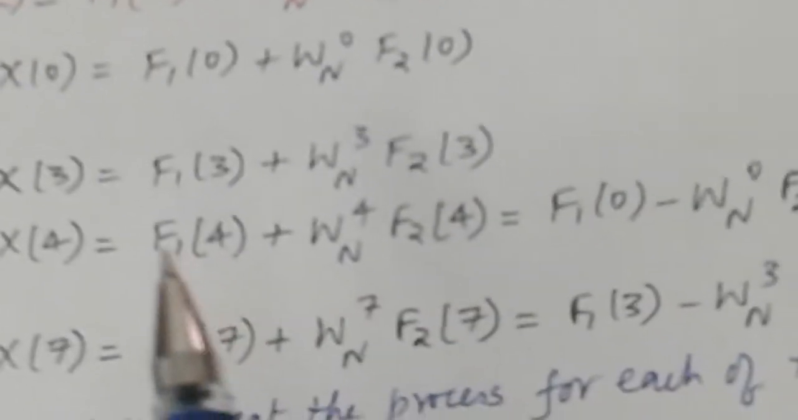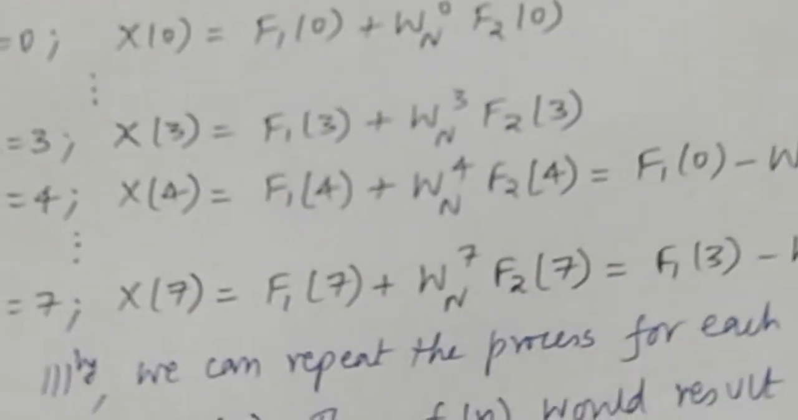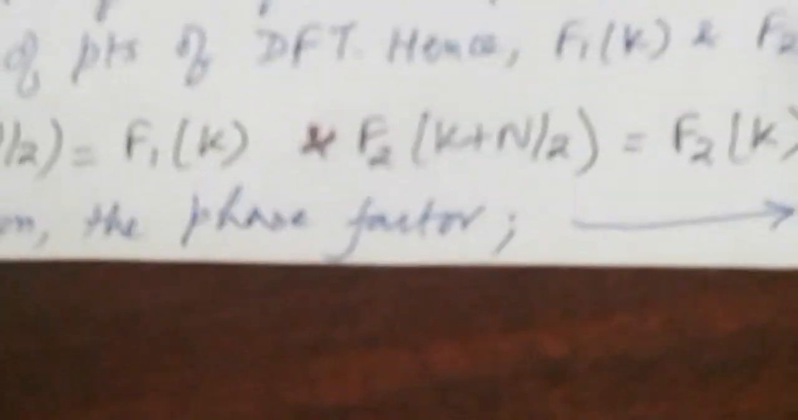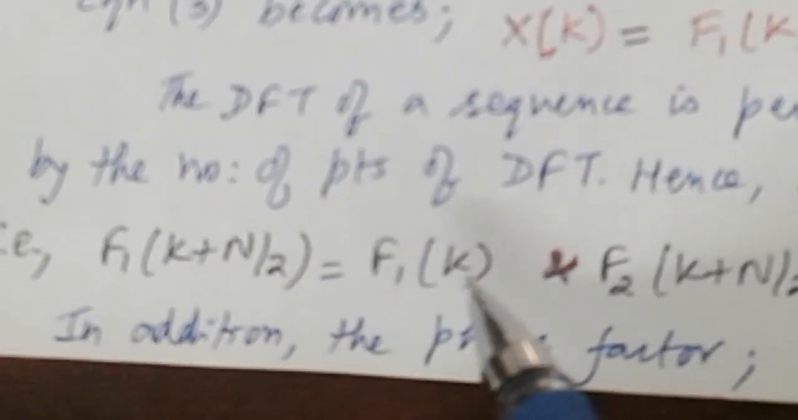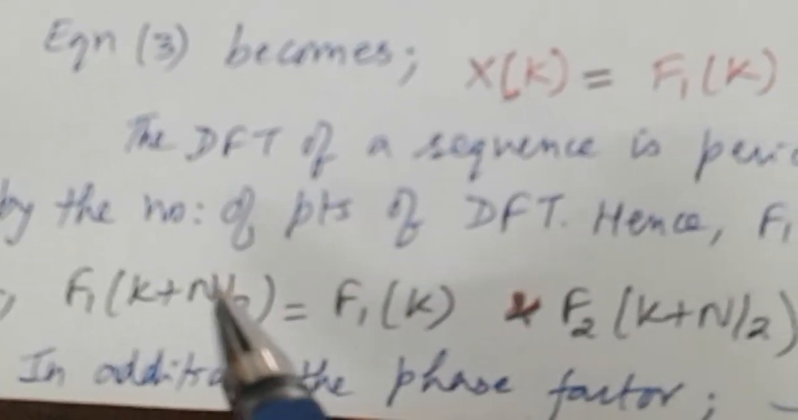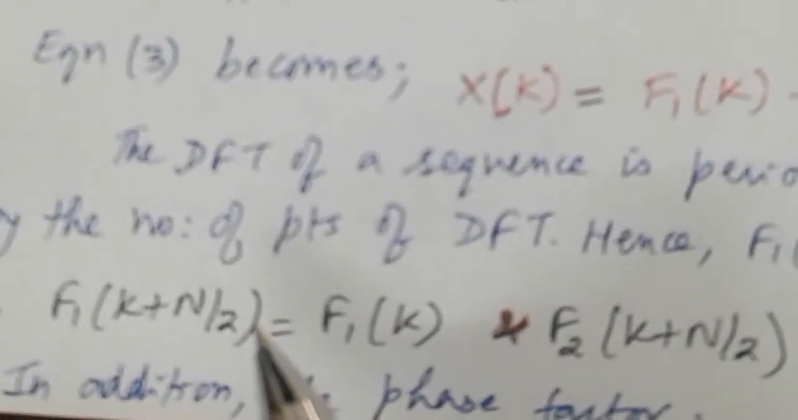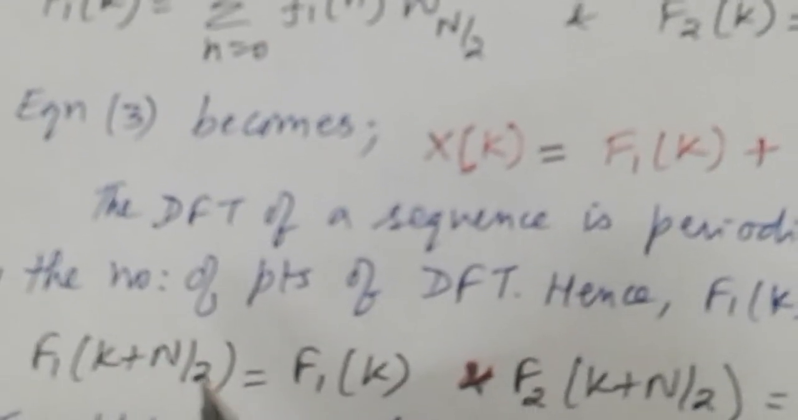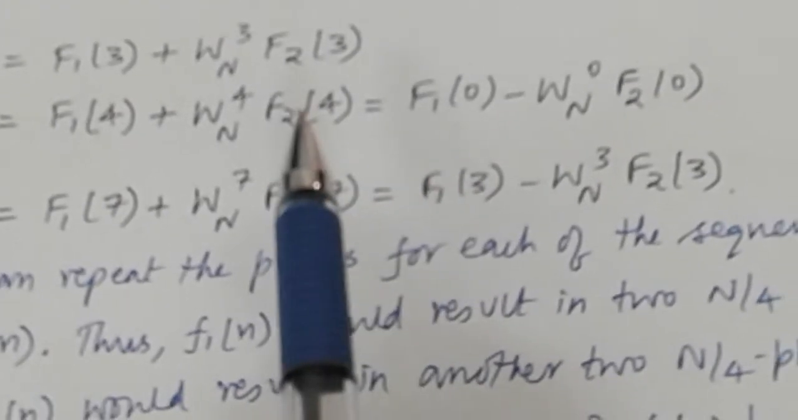Okay? Now, what is F1 of 4? Just now we saw the property: F1 of k plus N by 2 is equal to F1 of k. Therefore, F1 of 4 will be what? F1 of 0. Because N by 2, capital N is equal to 8, means 8 by 2 is equal to 4. So, F1 of k plus 4 is equal to F1 of k. Now, this becomes F1 of 4 becomes F1 of 0, F2 of 4 becomes F2 of 0. And even this W_N power 4, because of this property it becomes minus W_N power 0.